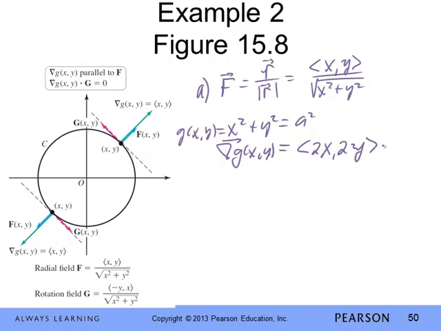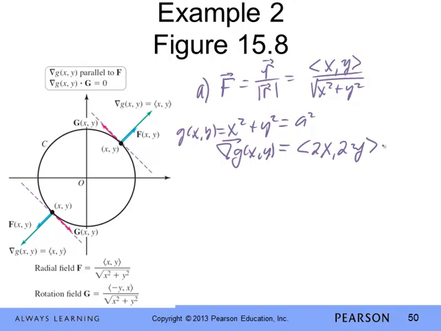And of course, that is going to be parallel with the vector field function. Because after all, you factor out the 2 here, you got x comma y. Up here, you factor out the 1 over square root of x squared plus y squared, you have just the x comma y. So that's why you have these two vectors being parallel with each other right here.